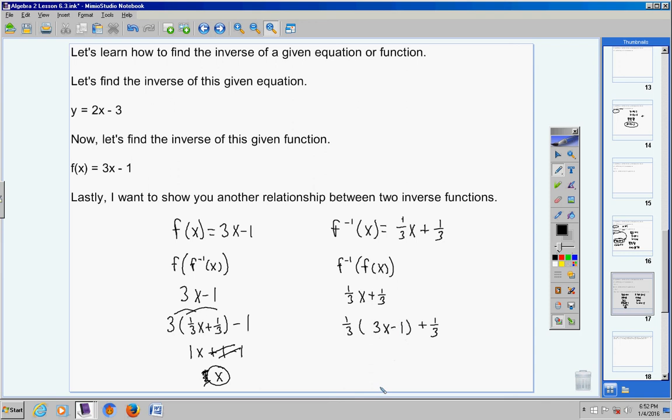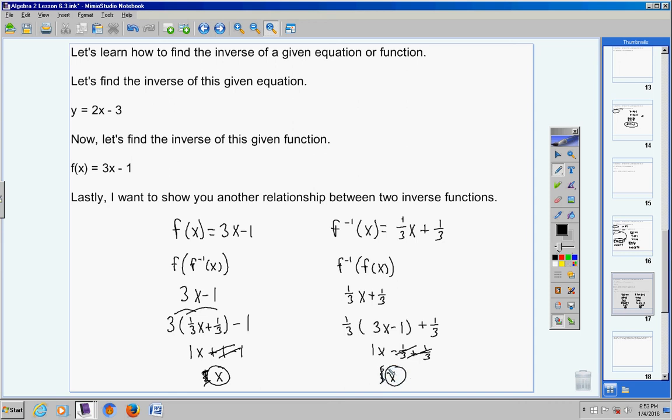And here we go. Take your 1/3 and multiply it through. 1/3 times 3x is 1x. Use a calculator if you need to. 1/3 times 3 is 1. 1/3 times -1 is -1/3. Then bring down your positive 1/3. Here's your two constant terms. Notice they happen to cancel out, -1/3 and positive 1/3. So you're left with 1x, or really just x.